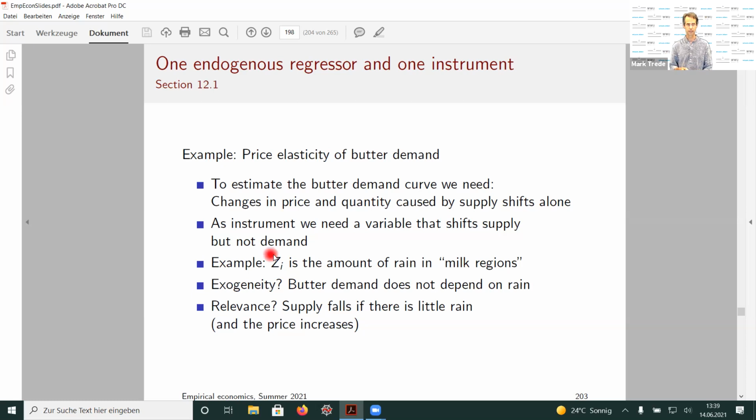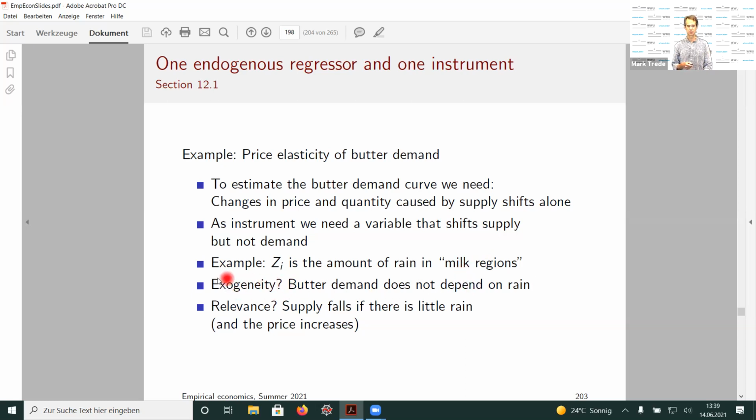Okay. And the example the authors used back in 1928 was the amount of rain in what they call the milk regions. Why is that an instrument? And why is it really a valid instrument? Well, what does valid instrument mean? It means that the instrument is exogenous, uncorrelated with the error term, and it's relevant, can be used to forecast the endogenous regressor variable.